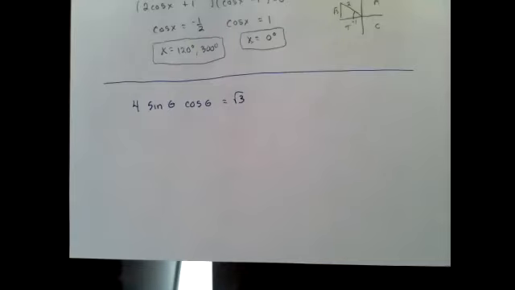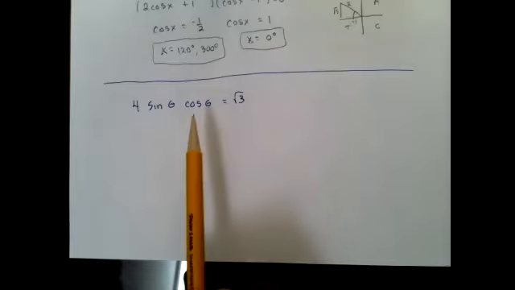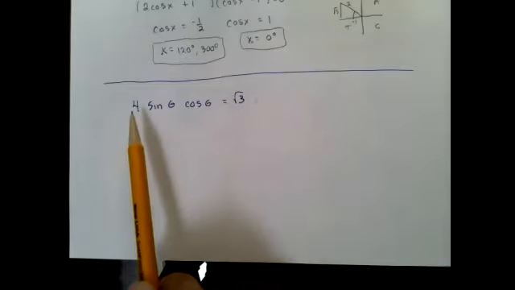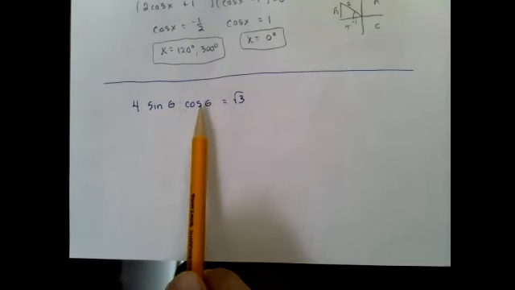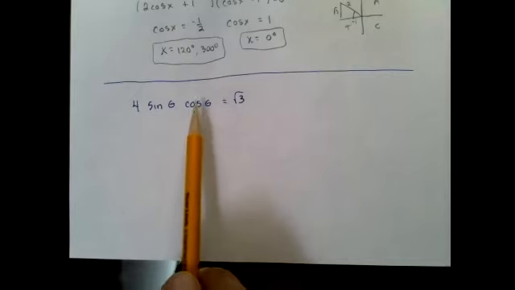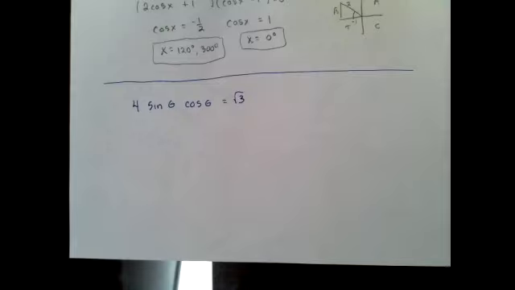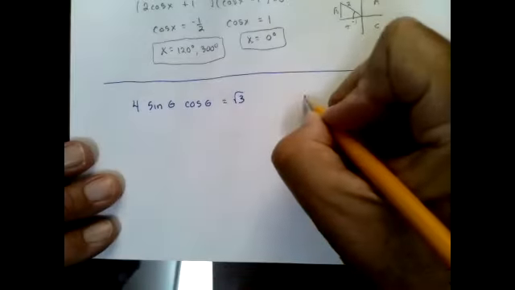Would you square both sides? I could. That would be a 3, that would be a 16. I have sine squared and cosine squared. And then I could maybe take one of those and put it all in terms of sine squared. It's an idea.